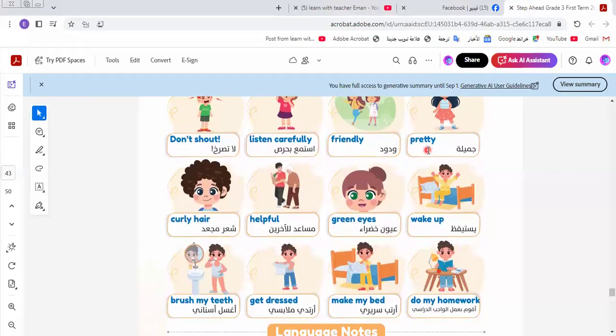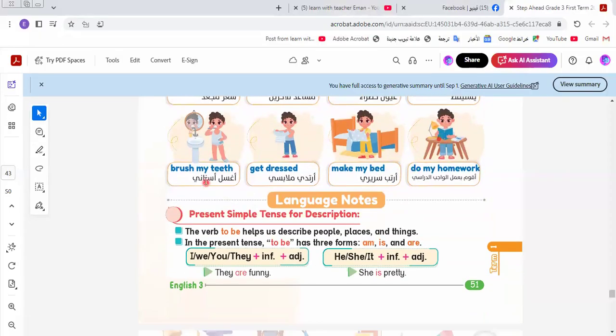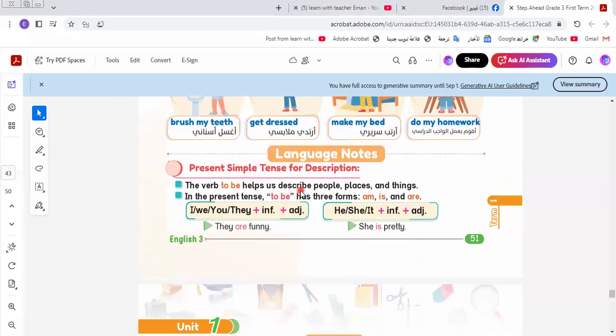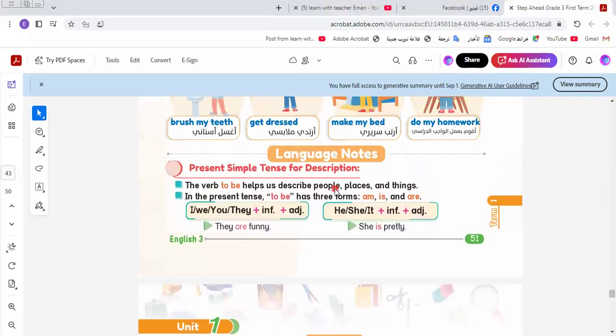Friendly, pretty, curly hair, helpful, green eyes, wake up, brush my teeth, get dressed, make my bed. Make my bed here means tidy my bed. Do my homework. Here are the expressions that we know in the present simple form, by adding s to the verb. We use this tense to express habits, facts, and routines. These are the cases of this tense.